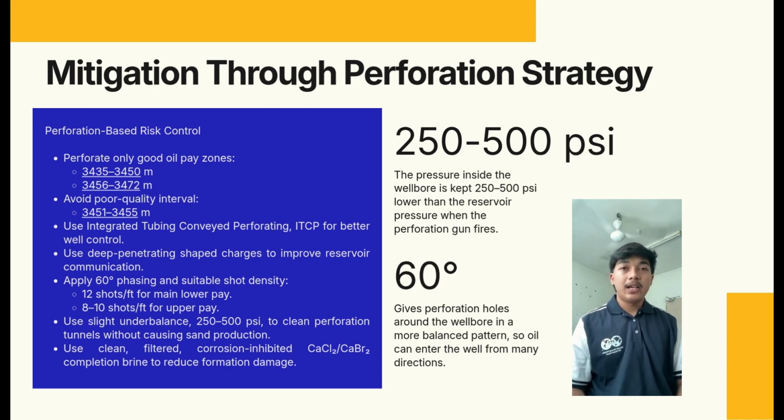Second, the well will use slight underbalance perforation of 250 to 500 psi. This means the wellbore pressure is slightly lower than reservoir pressure during perforation. It will help clean the perforation tunnels, but it is not too high, so it reduces the chance of sanding.